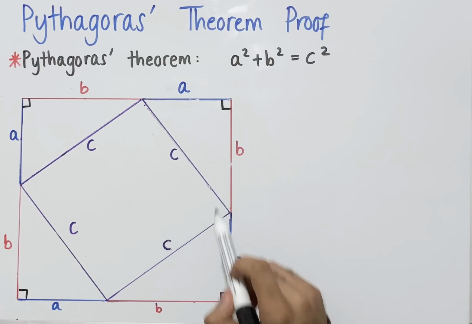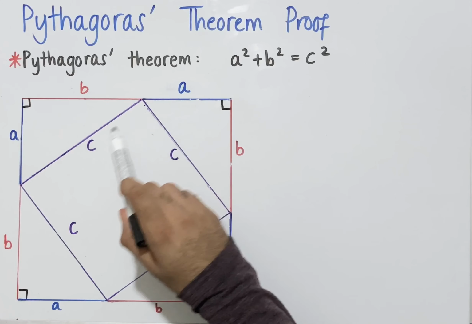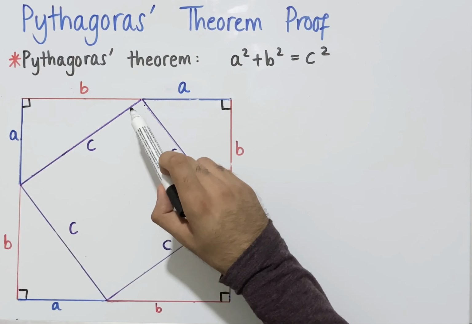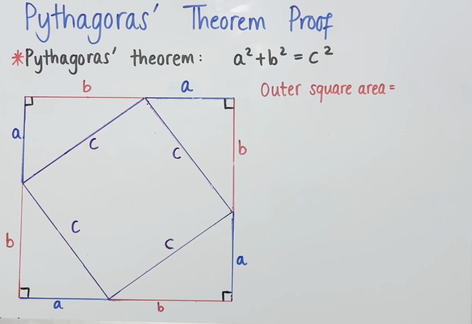So we've got a diagram with the 4 congruent triangles, and we can see that in the middle we've got a square with side length c. We're going to work out the area of the square in the middle, but we're going to work it out in 2 different ways. So the first way is we're going to work out the area of the outer square, and we're going to subtract the area of the 4 congruent triangles to leave us with the area of the square in the middle. So to work out the outer square area, we first need to think about what the side lengths can be represented by.